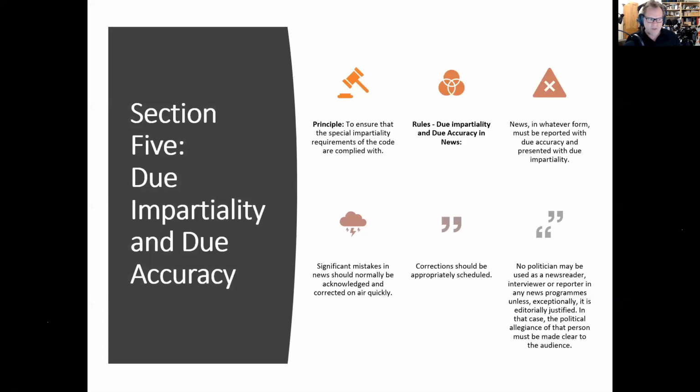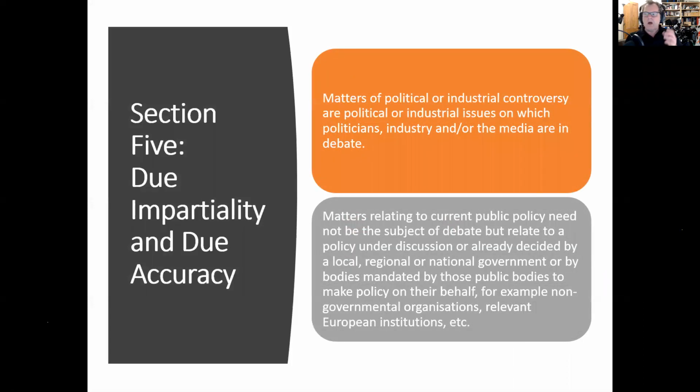And politicians can't be newsreaders. But it's important that issues that are of controversial nature, and there is a lot of controversy, we've lived through a period of time where our politics has been very controversial, but it just means that you have to be duly impartial, what they call due impartiality, and duly accurate in the way that you present that information. So what you're not doing is just sticking to one side and being biased towards one group.